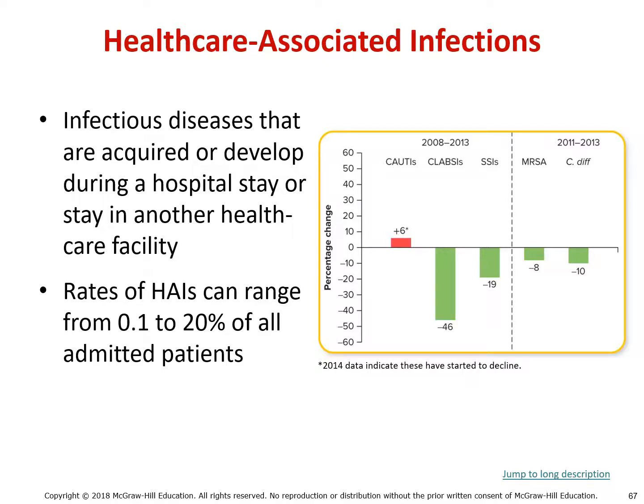A commonplace way an infection can be passed to others is in the healthcare situation. And we call these infections healthcare-associated infections. Basically, these are diseases that are acquired or develop while in the hospital, typically along with another illness. The frequencies can be quite high. Anywhere from 0.1 to 20% of all admitted patients may acquire an infection while in the hospital.